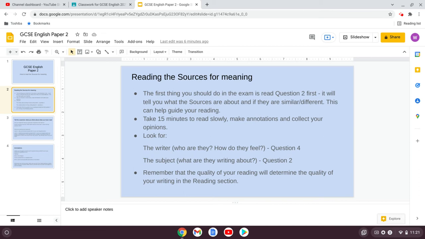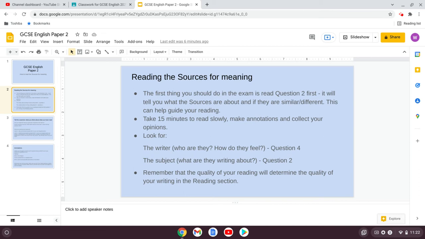Please take all 15 minutes. You get 15 minutes to read the sources. Obviously, paper 1, there's only 1 source. Paper 2, there's 2 sources, so you may need more than 15. But don't rush. Take at least 15 minutes. Read carefully and do our skim and scanning that we started off the year with.